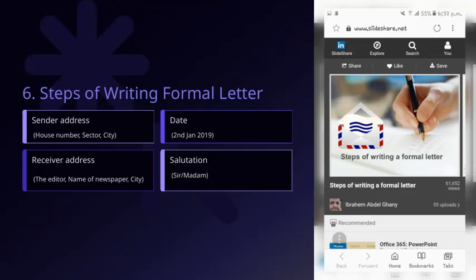Now let's look at the first step in writing a formal letter, the sender's address. This is where you include your house number, sector, and city. It's important because it tells the recipient exactly where you are writing from.